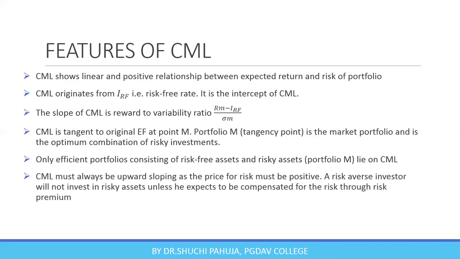CML is always upward sloping, the reason being the risk-return trade-off. If you are bearing higher risk, you want higher return. Because of that, CML always slopes upward.